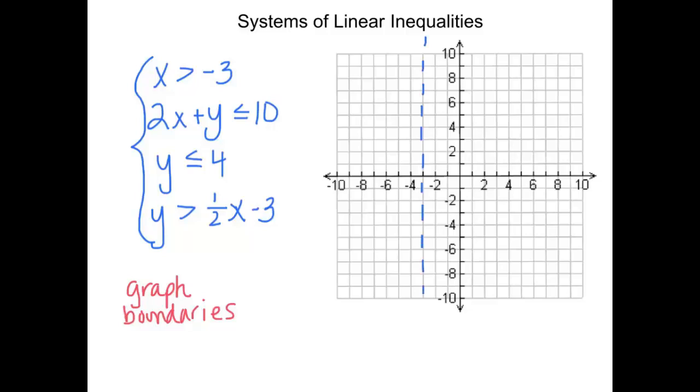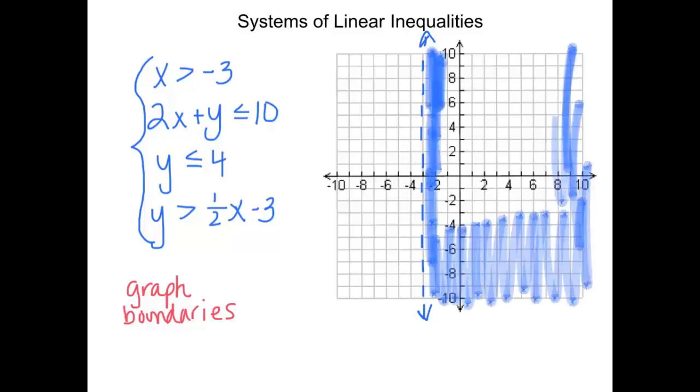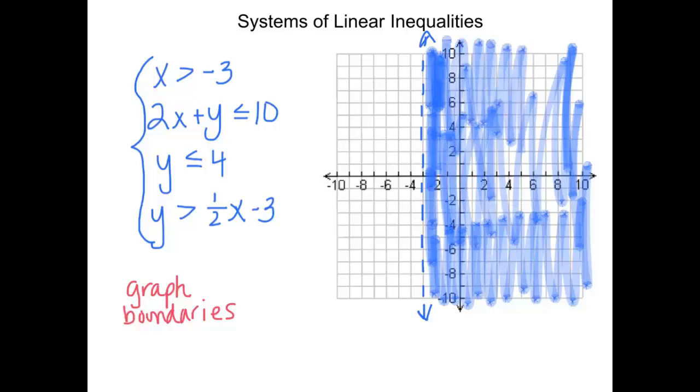I'm creating a dotted line and not a solid line because x equals -3 is not part of our solution. It's just x is greater than -3. What that means is we would like to know all the points, all the ordered pairs whose x-coordinate is bigger than -3. So I'm about to shade all of the ordered pairs for which that holds. Everything to the right has an ordered pair where the x-coordinate is greater than -3. And because our boundary was dotted, any point that lies on that boundary line is not part of that region.